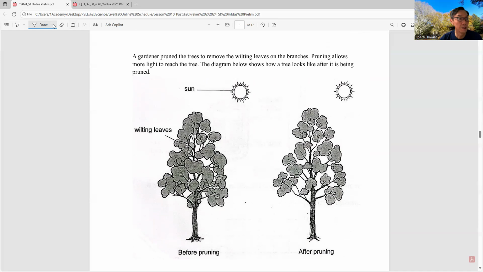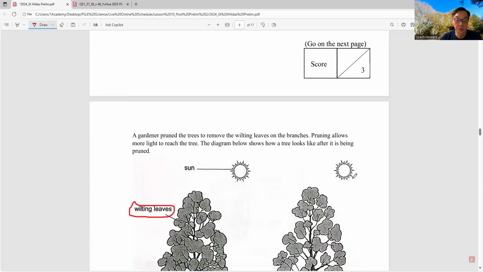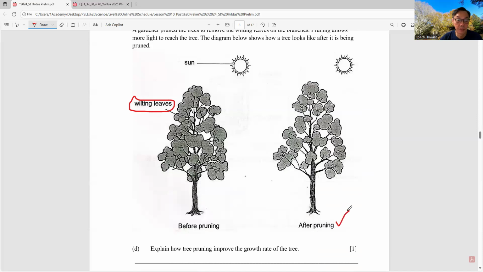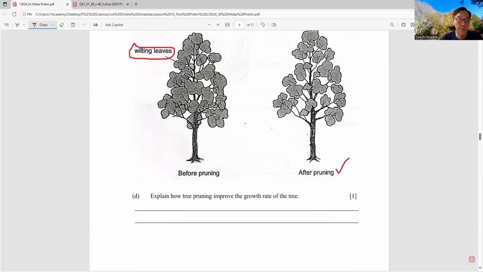So you see these two trees, right? These are the withering leaves. Means they're going to die. So they say a gardener pruned the trees to remove the withering leaves on the branches. Pruning allows more light to reach the tree. And the diagram shows how the tree looked like after it's being pruned. So this is after pruning. Explain how tree pruning improves the growth of tree. Okay, because we prune away the withering leaves, right, more sunlight can pass through the tree, the branches, so that the leaves can receive more light and they'll make more food.